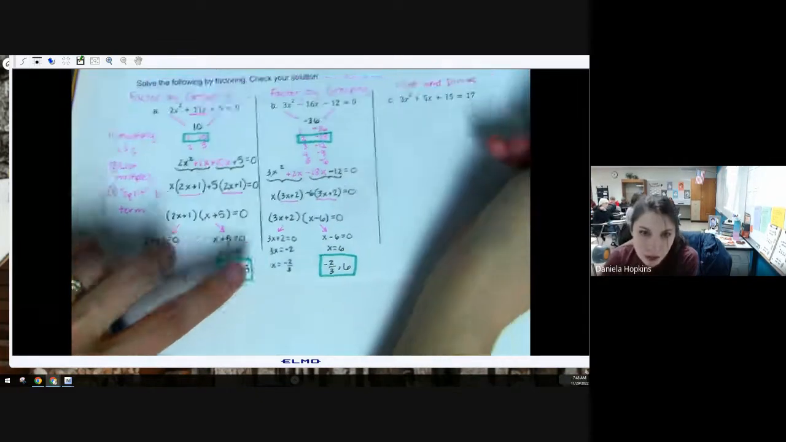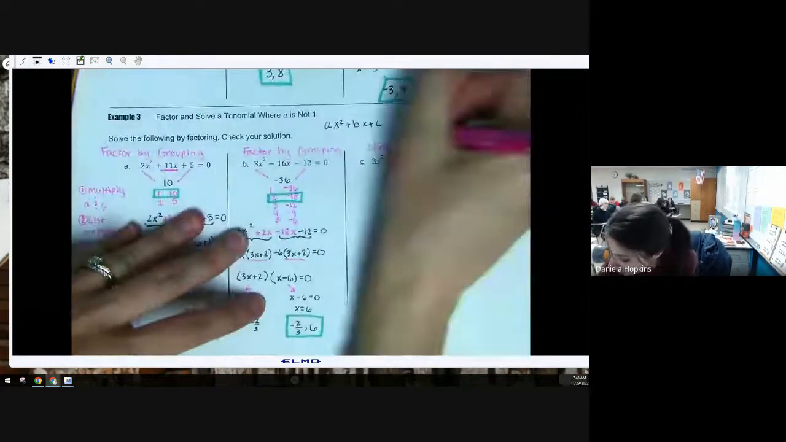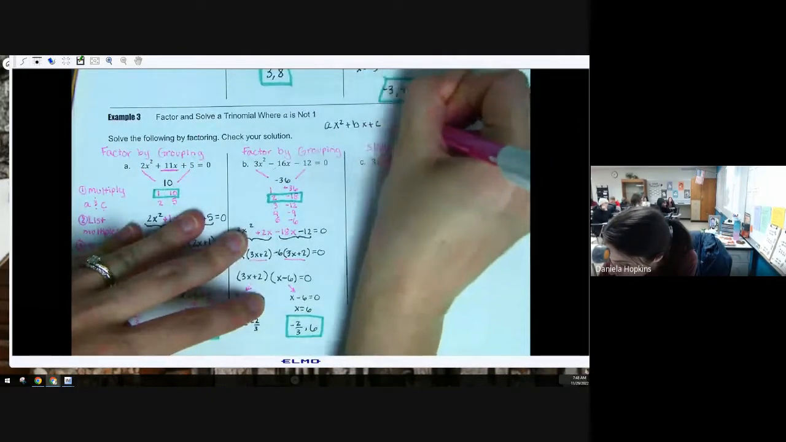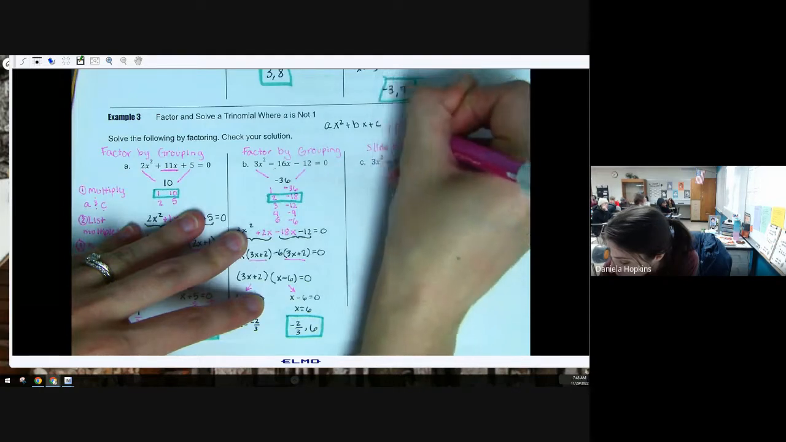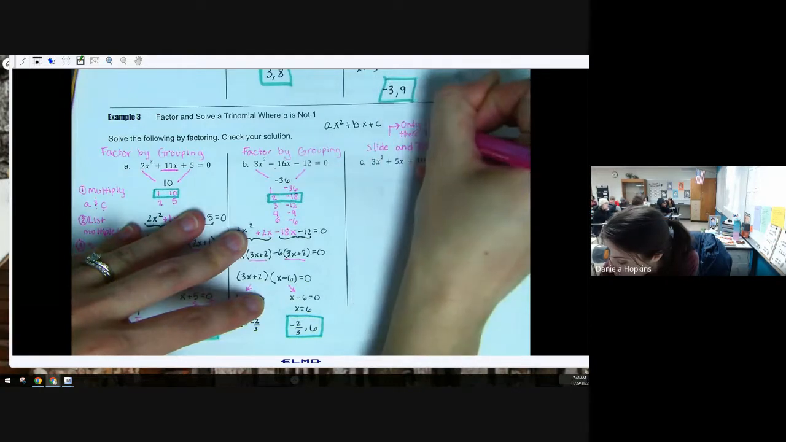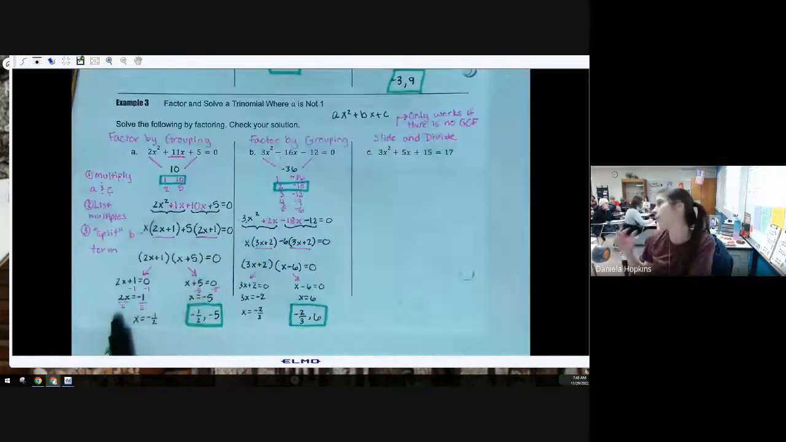And a little caveat, a warning with slide and divide. This only works if there is no greatest common factor ahead of time. If you have a greatest common factor that you don't notice at the beginning and you don't factor it out, this method does not work. Chances are that won't happen on your quiz, or if it does, I would give you a warning. I can't say the same for your homework. So this might not work 100% of the time, and that's why I really don't like this method as much. But it is like a nice little trick.